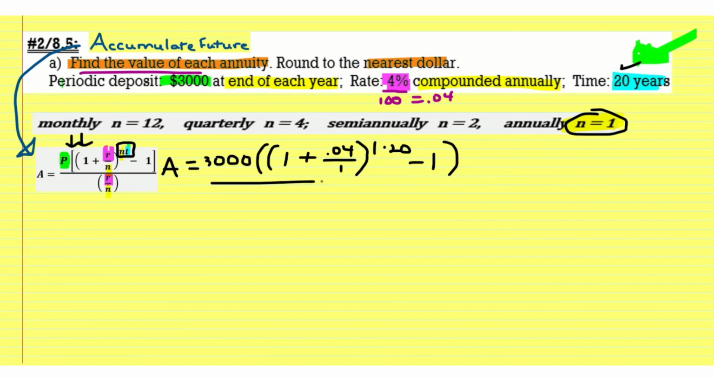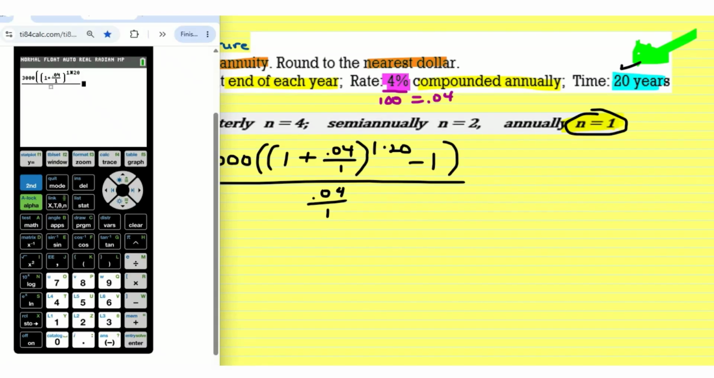Okay, and then all of that is divided by the same ratio. R over N is in the numerator, R over N is in the denominator. So I'm going to repeat the 0.04 divided by 1. So 0.04 divided by 1. So now we just have to put all of that into our calculator. So let's go ahead and do that.